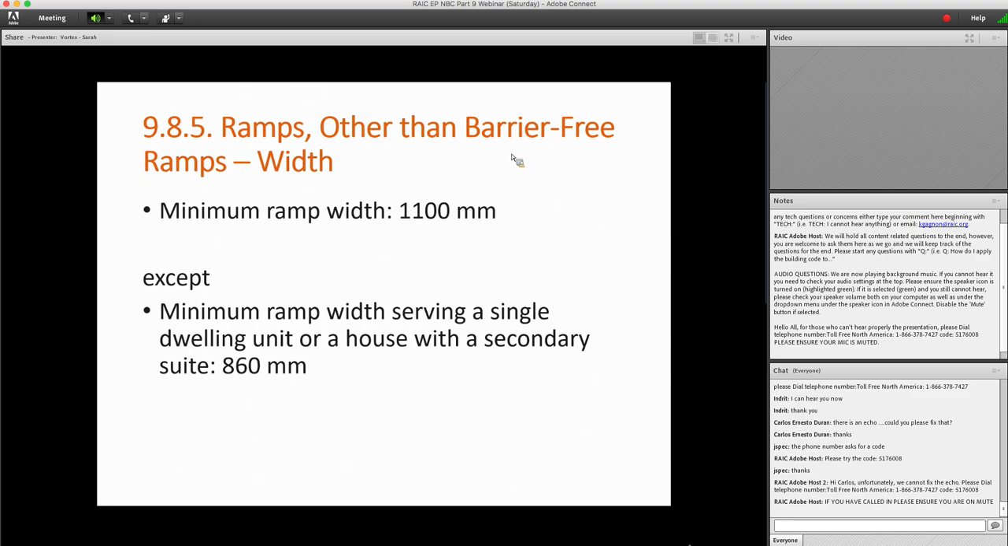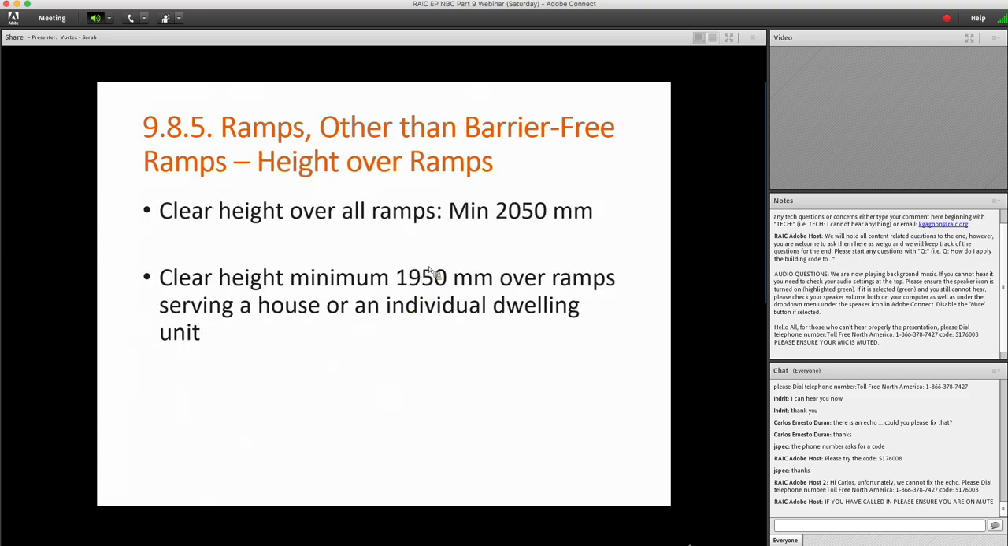Ramps in Part 9, where we're not considering barrier-free requirements, must have a minimum width of 1100 millimeters. This is the same requirement for an exit ramp, except where you're serving a single dwelling unit or a house with a secondary suite, the ramp may be reduced to 860 millimeters. For the clear height over ramps, the minimum must be 2050 over that ramp surface. And this may be reduced to 1950, again, where the ramp is serving a house or an individual dwelling unit.